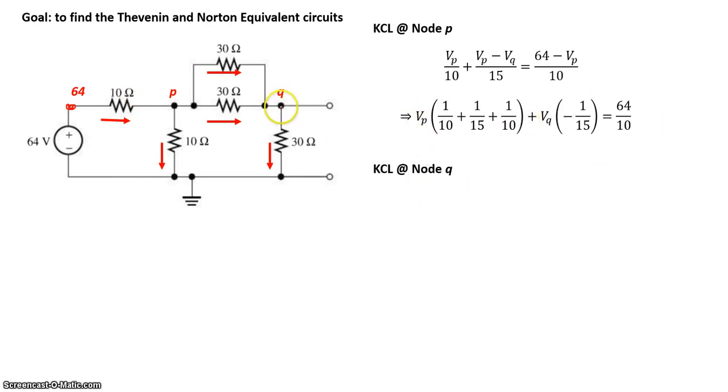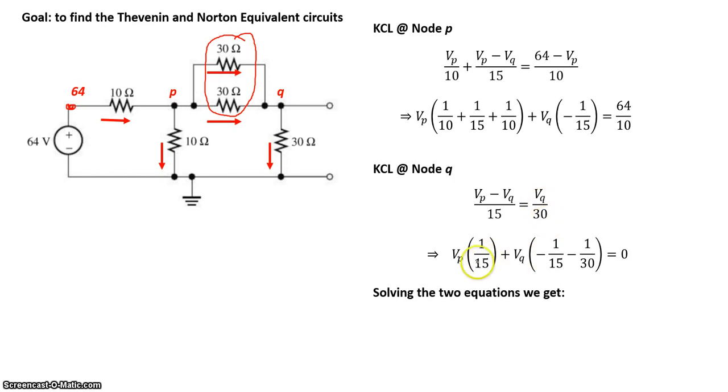Similarly, we can write KCL at node Q. At node Q, we have current coming from P towards Q through a combined resistance of 15 ohms. So Vp minus Vq divided by 15, current coming in, is equal to Vq minus 0 divided by 30. Rearranging that, we get this, and if we use our favorite technique to solve the two equations, we get Vp and Vq values. Vq comes out to 19.2, and that happens to be the Thevenin voltage.